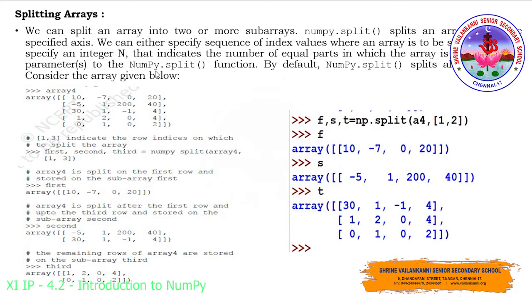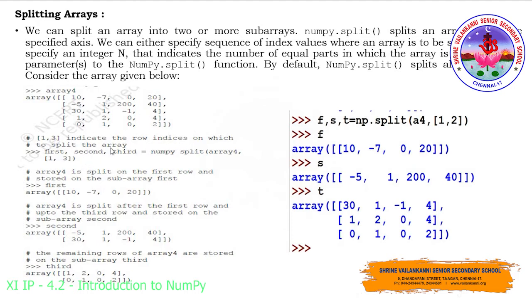If you see here, the numpy.split function by default splits along axis equal to 0. Axis equal to 0 means row wise or column wise, which we have discussed already in the previous concepts. So let us discuss how to make use of this numpy.split function. For example, here they have created an array with 5 rows and 4 columns, array 4. And now they have given 1 comma 3, which indicates the row indices on which to split the array.